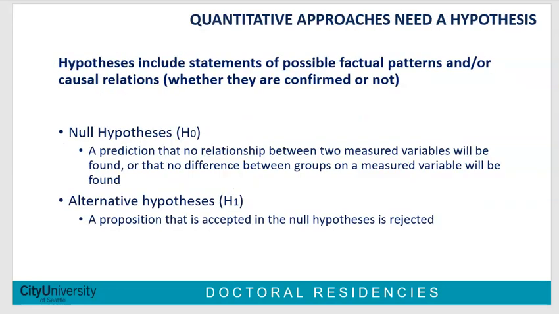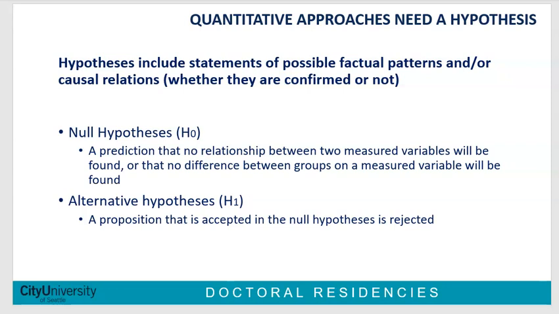All quantitative methodologies or approaches need a hypothesis. A hypothesis includes a statement of possible factual patterns and or causal relations, whether they are confirmed or true or not. There's a thing called a null hypothesis. It's the prediction that no relationship between two variables is found, or no difference. So nothing happens. That's the null hypothesis.